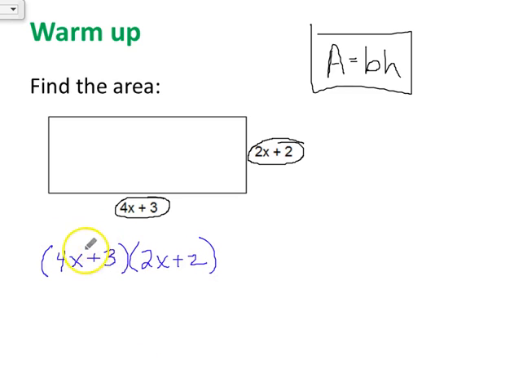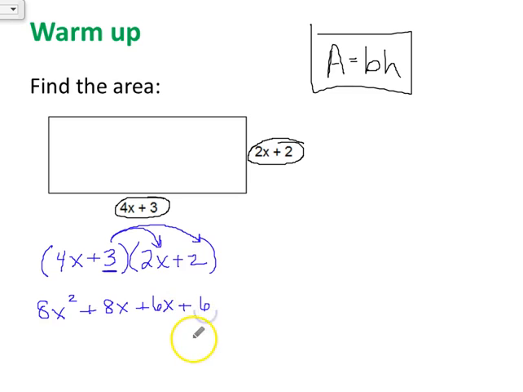All right, so the first thing we need to do is take this first term, 4x, and multiply it by the first term in the second set of parentheses, and we get 8x squared. Then we're going to take that first term and multiply it by the second term in the second set of parentheses. 4x times 2 is just 8x. Then we're going to do the same thing with that second term in the first set of parentheses. We're going to take 3 and multiply it by 2x, then we get 6x. Then we're going to take 3 and multiply it by 2, and we get 6.